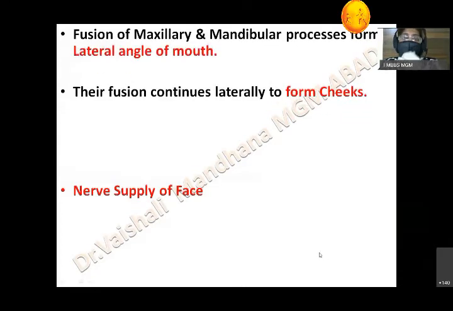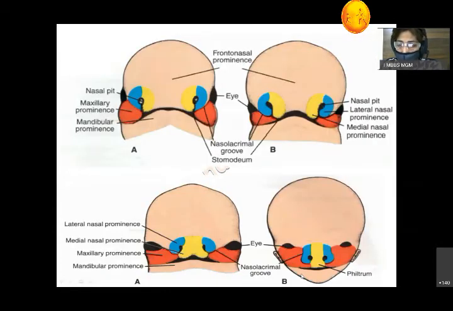So fusion of the maxillary and mandibular process also appears. Now in the figure you can appreciate the lower lip is already formed, lower lip and lower jaw, by the mandibular process. Now these two processes, the red one is the maxillary process and this one below that is the mandibular process. They also fuse with each other. So this fusion, where it starts, that will be forming the lateral angle of the mouth, isn't it? And this fusion of these two processes extends on the lateral side also. So that will form the cheek part, cheek of the face.